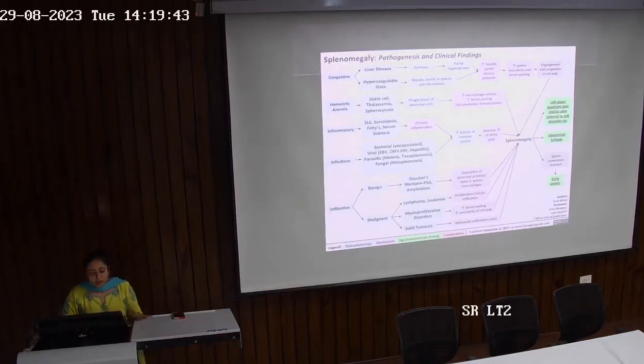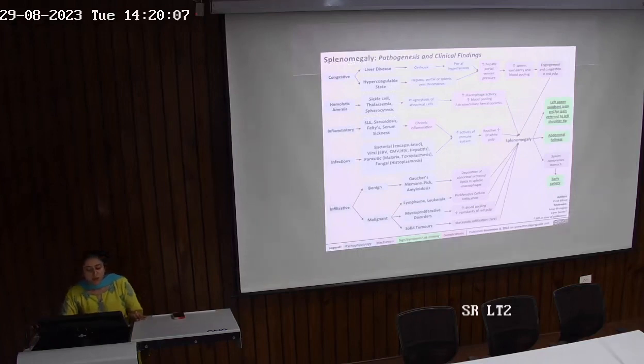Then the hemolytic anemia or the inflammatory causes. Hemolytic anemia, the examples are sickle cell, thalassemia, or spherocytosis. They will cause phagocytosis of abnormal cells, which will lead to an increase in macrophage activity, increase in blood pooling, and extramedullary hematopoiesis, which will also lead to splenomegaly.